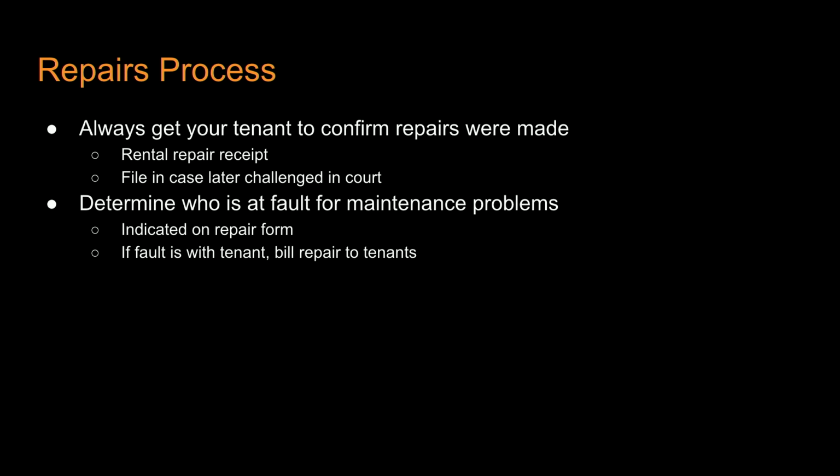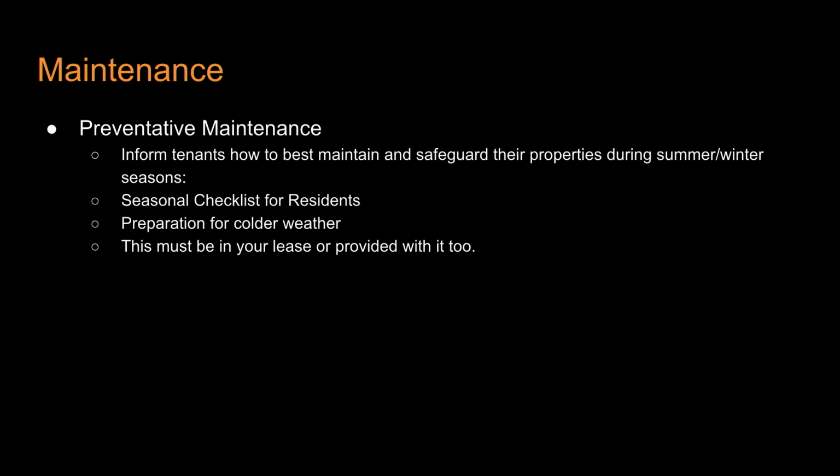You're also going to want to determine who is at fault for maintenance problems. That should be indicated on your repair form. If the fault is with the tenant, bill your tenant for those repairs. Make sure that you keep as much of a paper trail as possible so that you can back up proof if needed. And along the lines of maintenance, it's important to have preventative maintenance measures in place.